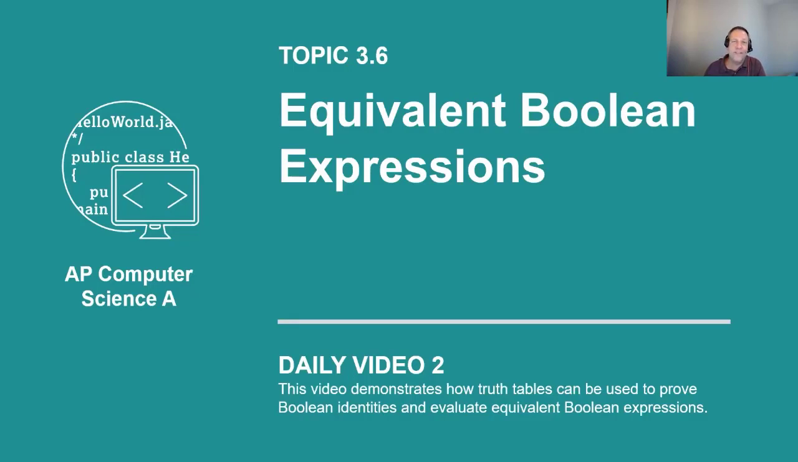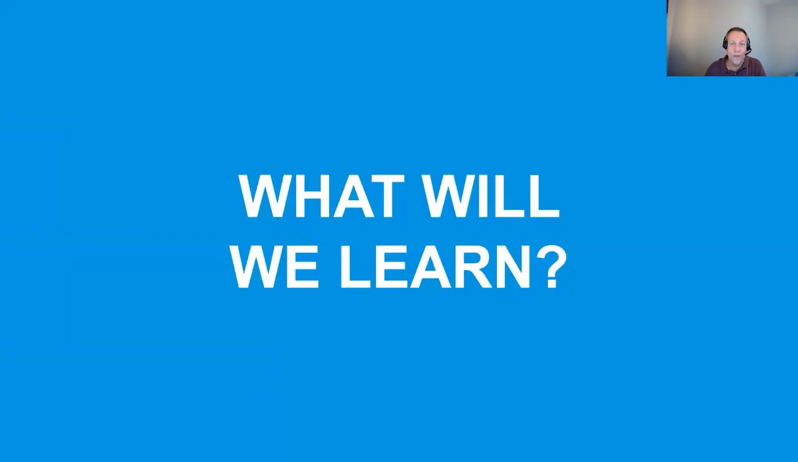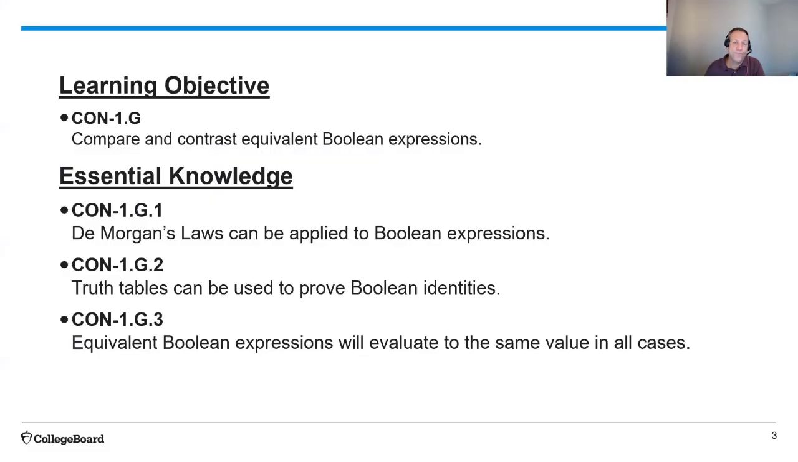I'm an AP Computer Science teacher from Winter Springs High School, located just outside of beautiful Orlando, Florida. And today we are going to be continuing topic 3.6. This is equivalent Boolean expressions, and this is the second of two videos. And we're going to talk about truth tables and how we can use them to prove our Boolean identities and evaluate equivalent Boolean expressions. So what will we learn?